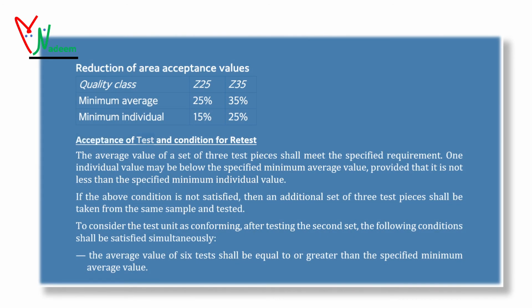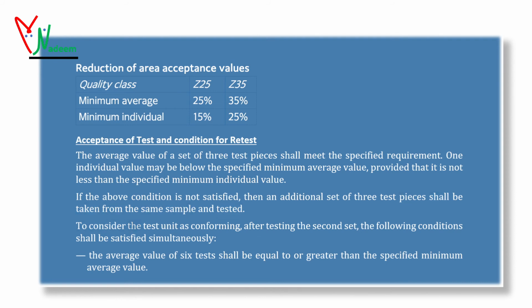Acceptance of test and condition for retest. The average value of a set of 3 test pieces shall meet the specified requirement. One individual value may be below the specified minimum average value, provided that it is not less than the specified minimum individual value. If the above condition is not satisfied, then an additional set of 3 test pieces shall be taken from the same sample and tested.